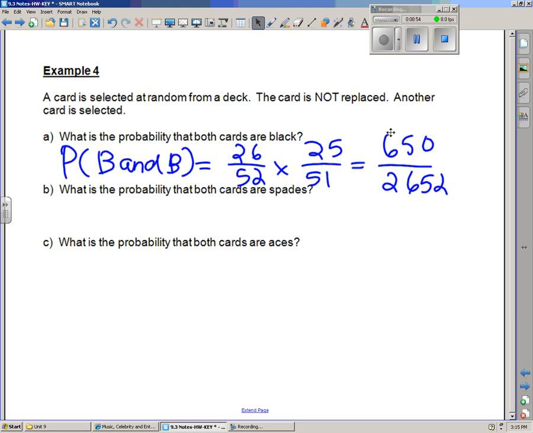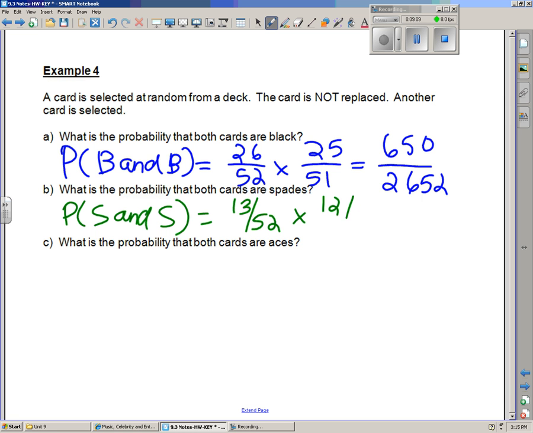The next one, what's the probability that both cards are spades? So now we're looking for the probability of spades and spades, which means there are only 13 out of 52 spades. A spade comes out, 12 spades left, 51 cards left. The denominator is still 2652, and 13 times 12 is 156.